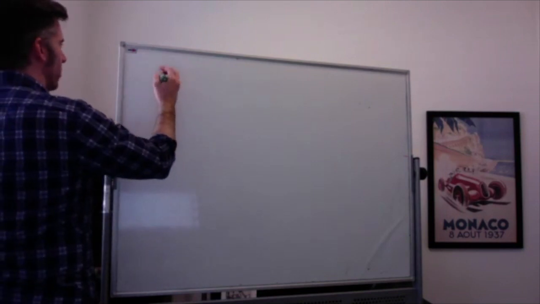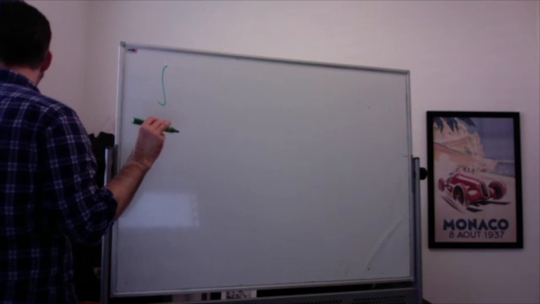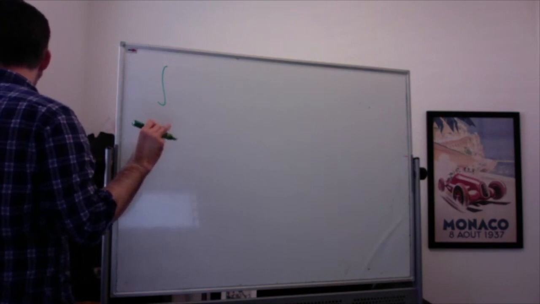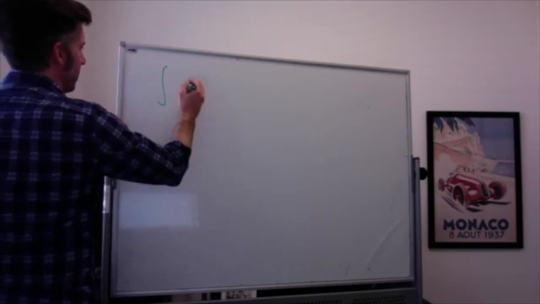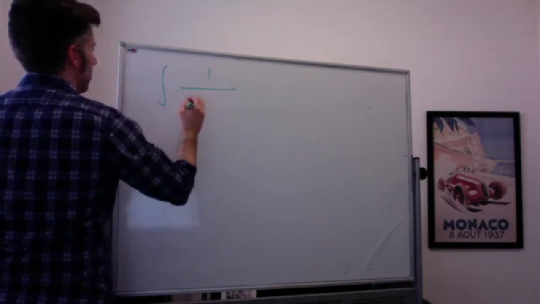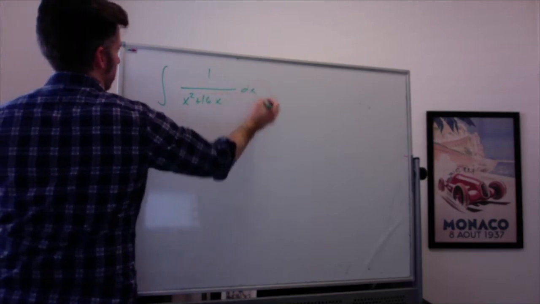So what if I have an integral like, sorry, I want to make sure this doesn't come out terribly. Let's just make it not terrible. 1 over x squared plus 16x dx.